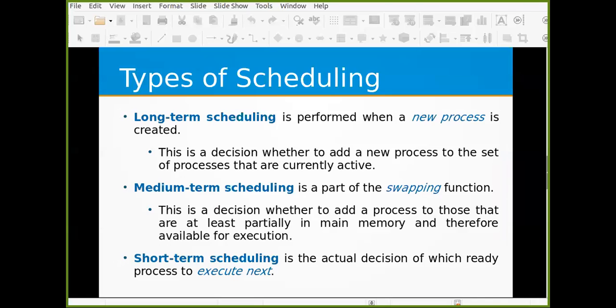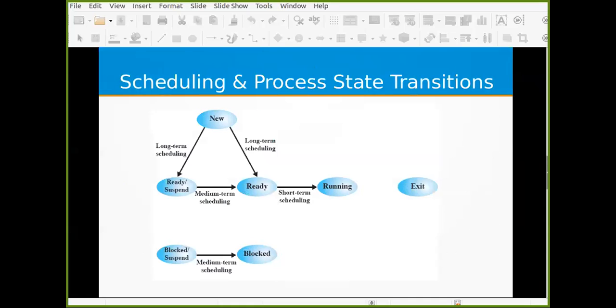Long-term scheduling is performed when a new process is created. Whenever a new process is created in your system, at that time the long-term scheduler comes into the picture. This is a decision whether to add a new process to the set of processes that are currently active. Now, if you remember the state transition diagrams that we are going to discuss a little later, I hope you remember them. Do you remember this?